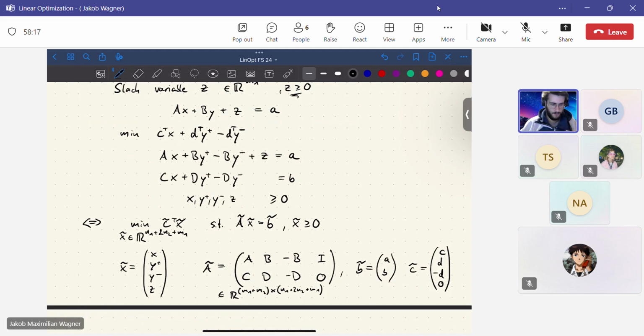Good. Do you have any questions regarding these transformations? I see there was a question in chat. Yeah, I fixed the A. Thanks.